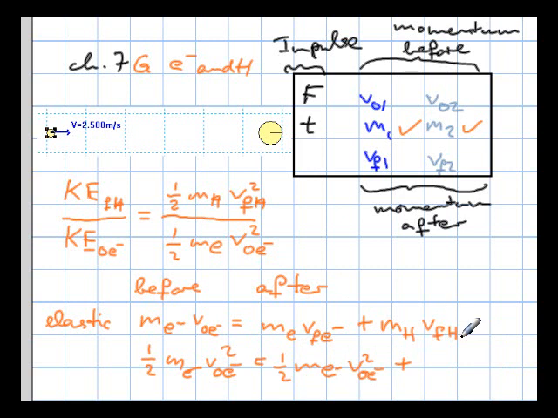I shouldn't have done this little negative there all the time. I don't know if I can erase this. There, it seemed a little bit too confusing. Yeah, I think that looks a little better if I don't write that little negative at all times.